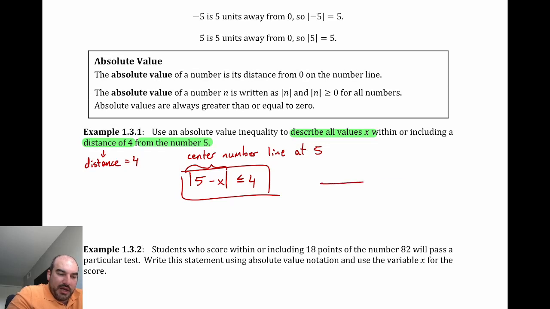So on a number line, let me show you what this looks like. We center our number line at 5, and then we go left and right x units. That's what this absolute value with the minus x is going to do inside. We're going to go left and right until we reach a distance of 4, and we're going to include every point in that movement. So we're going to start at 5, and then we're going to go 1, 2, 3, 4 this way, 1, 2, 3, 4 this way.